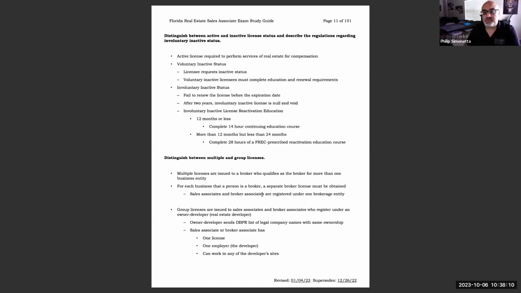Now let's distinguish between multiple and group licenses. You remember seeing something on this when we did our practice exam, right? Multiple licenses are issued to a broker who qualifies as the broker for more than one business entity. So for example, I'm the broker owner and qualified broker for Pier 21 Realty. If I want to open Pier 22 Realty, Pier 23 Realty, Pier 24 Realty, I can do that. I would have multiple licenses. I would be the qualifying broker for each business. There's no limit to what you can do that way. Okay.